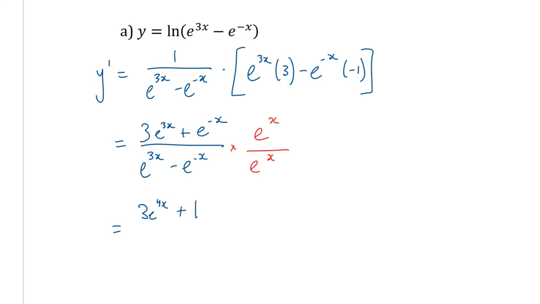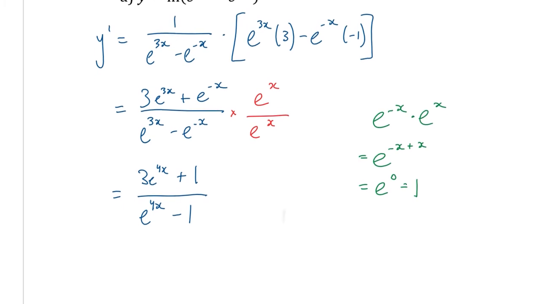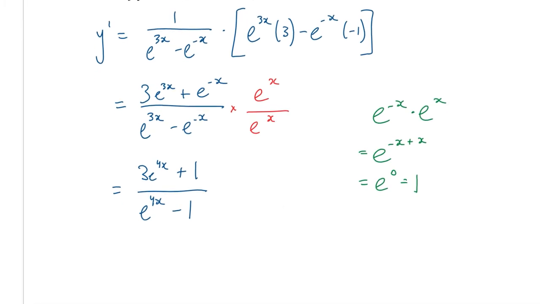I'm going to do this over here. e to the negative x times e to the positive x is e to the negative x plus x, which is e to the 0, which is 1. And that happens to work out on the bottom as e to the 4x minus 1 for the same reason. This cannot be simplified because I'm also adding and subtracting. Possibly other cases you would be able to, but generally speaking, that's as far as we can take it. Okay.